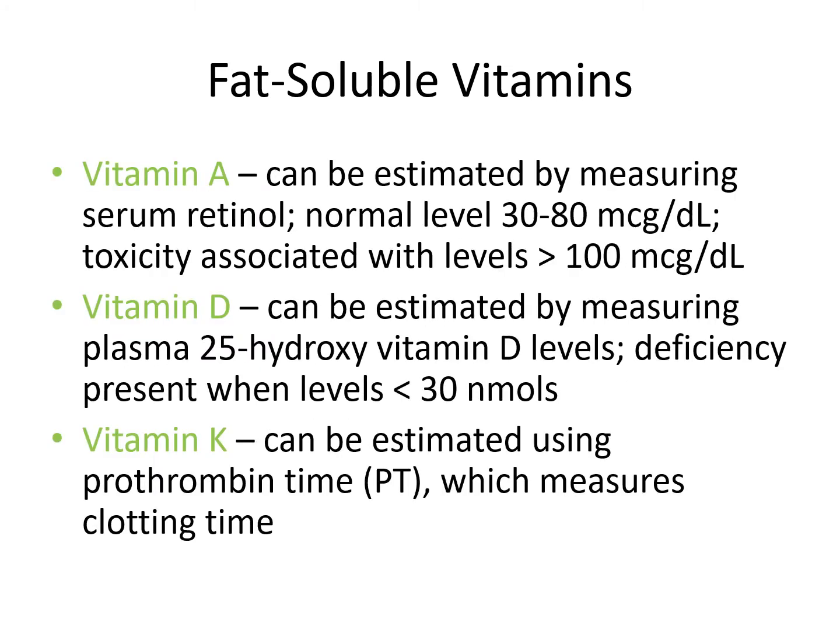Vitamin A can be estimated by measuring serum retinol. The normal level is 30 to 80 micrograms per deciliter, and toxicity is associated with levels greater than 100 micrograms per deciliter. Vitamin D can be estimated by measuring plasma 25-hydroxy vitamin D levels, and a deficiency is less than 30 nanomoles. And vitamin K is estimated using prothrombin time, which measures clotting time.